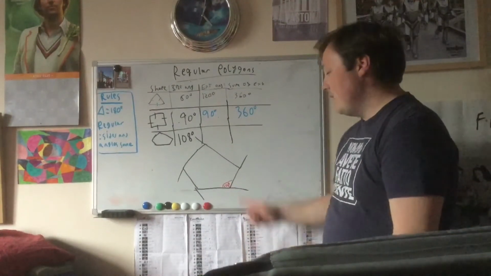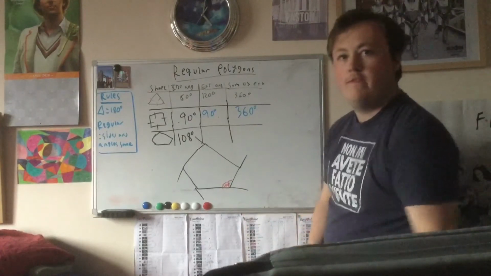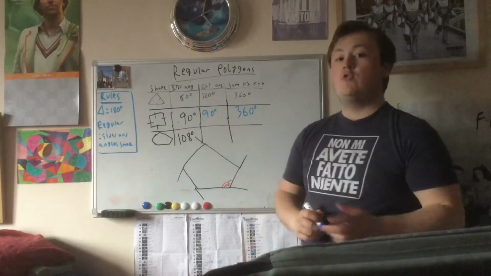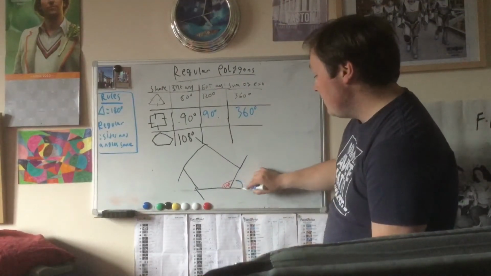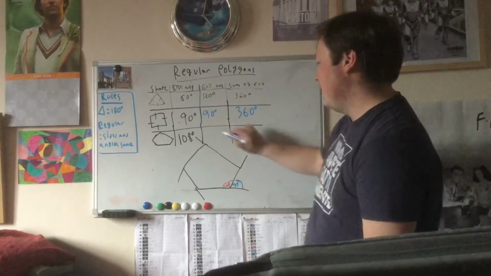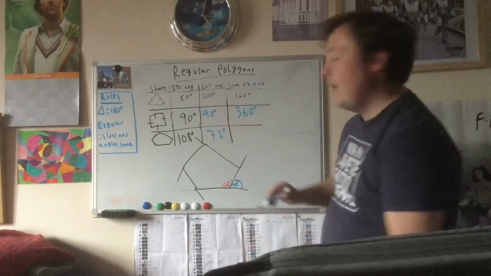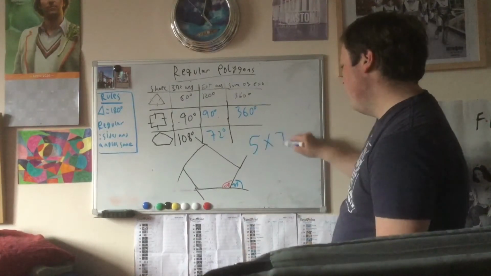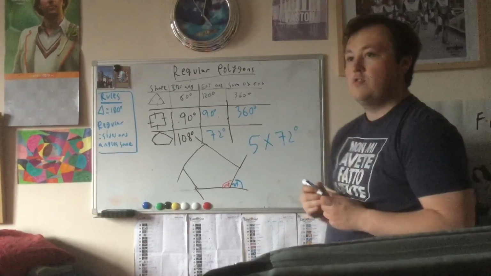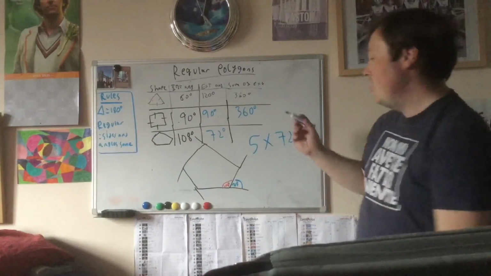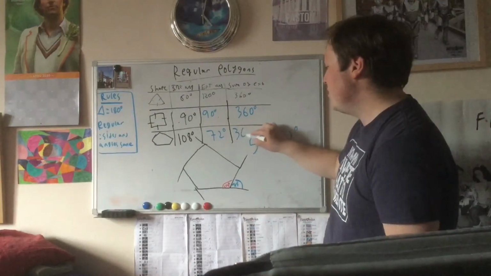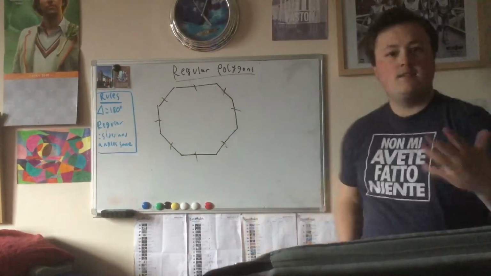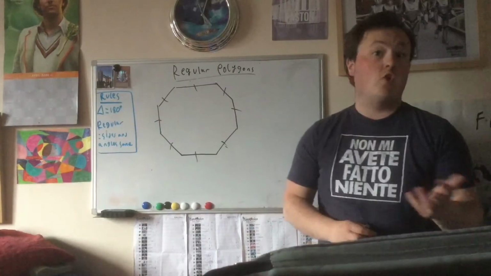Now, once we've extended them, we've made a straight line. How do we find our exterior angle? Well, 108 plus our missing angle makes 180. Our missing angle must be 72 degrees. Now, how do we find the sum? Well, we have 5 angles, and all of them are 72 degrees. 5 times 72 degrees will get us 360 degrees.